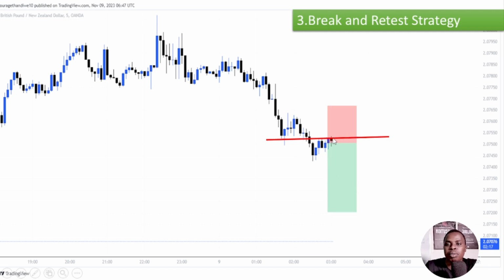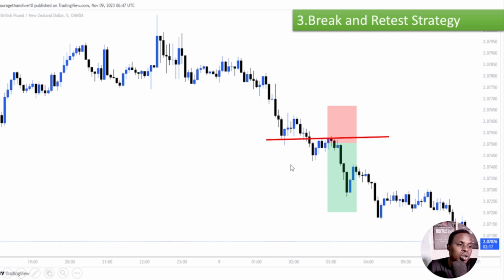When the market comes back into this zone, you're just waiting for red candles that show you the market is getting momentum going to the downside. Then you place your trades. Once you place your trades, make sure you put your stop loss above here, and then your take profit down below. And most of the time the market will likely go to the downside.